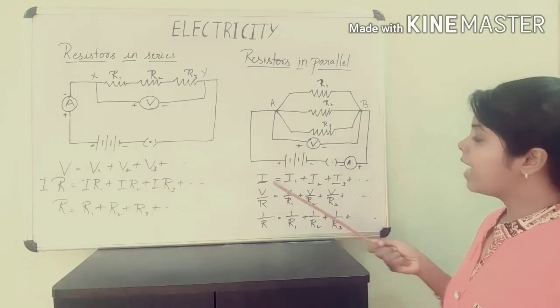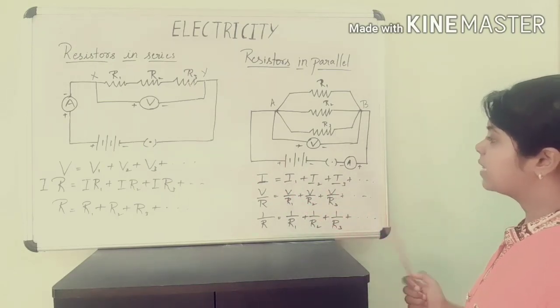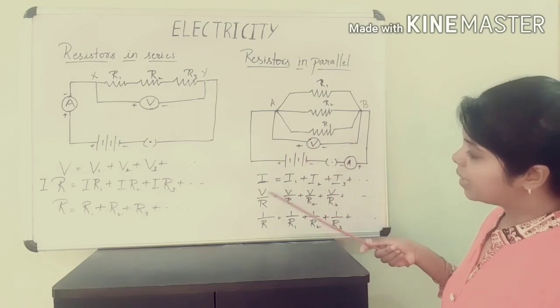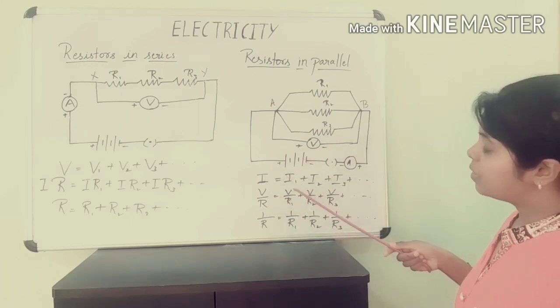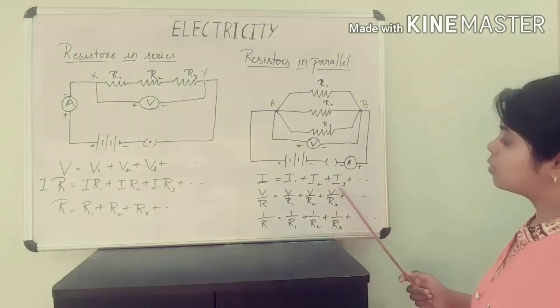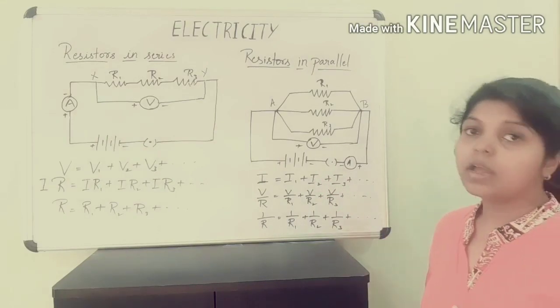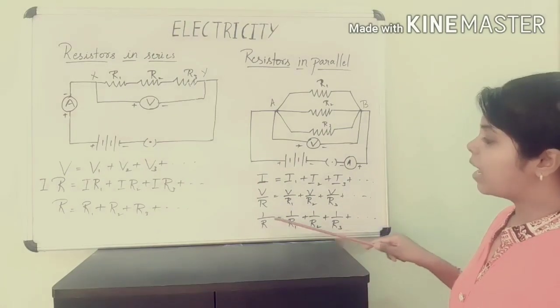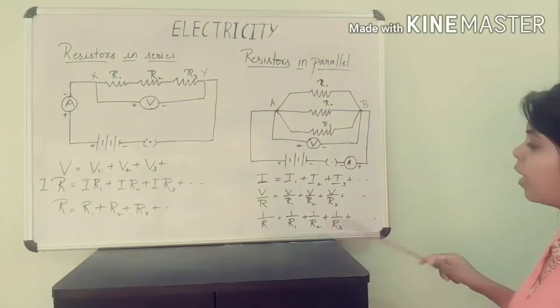We can write I as I1 plus I2 plus I3 and so on. By using Ohm's law, we can write I as V by R. I1 is equals to V by R1. I2 is equals to V by R2. I3 is equals to V by R3 and so on. Now take V common and cancel both the sides. You will get 1 by R is equals to 1 by R1 plus 1 by R2 plus 1 by R3 and so on.